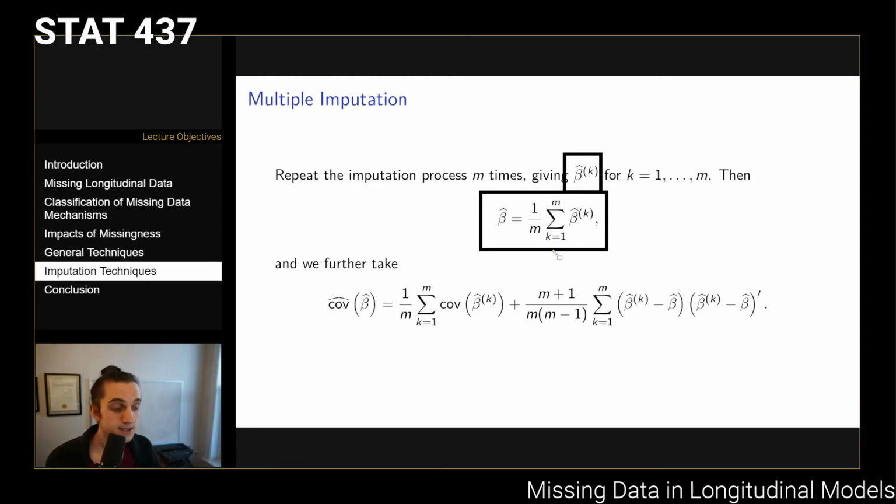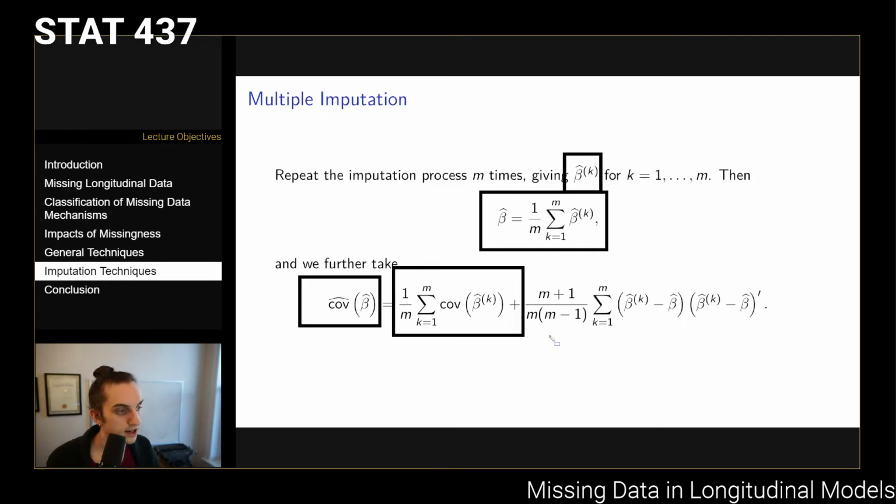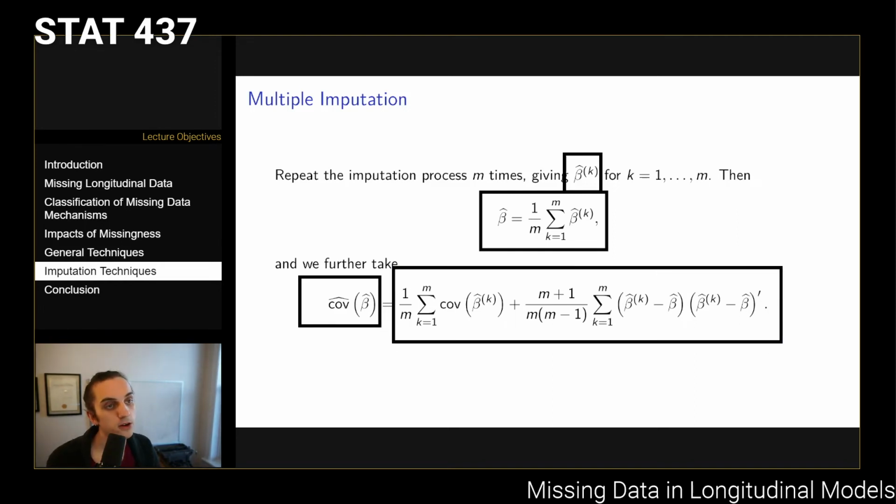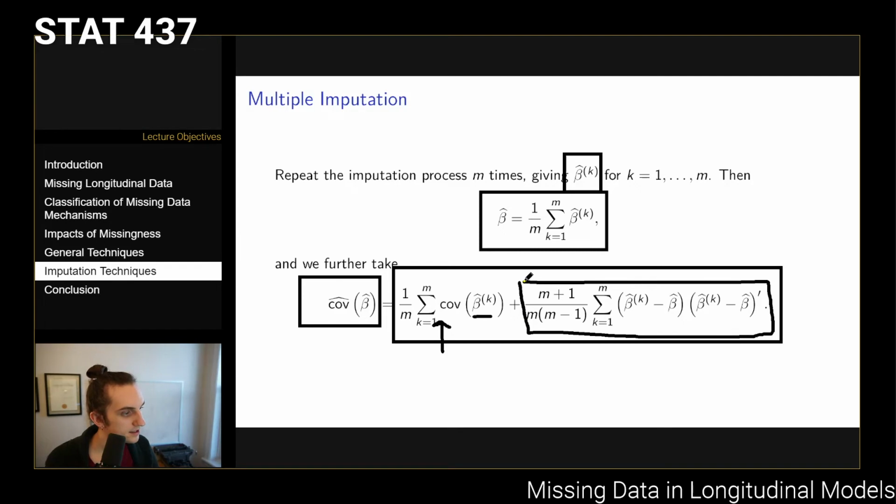Now, the nice part is that we also can get an estimated variance of beta hat. And the way that we do this is through this kind of ugly looking expression here, but it's broken down into two different components, where the first component is the average covariance of each of the different imputed data sets, right? So we get beta hat k from each of them. There's some way of estimating the variance there, and so we can estimate that and take the average. And then we have this second term here, and the second term is basically the covariance between the actual values and the overall average, right? And so we can think about this as adding on a covariance.